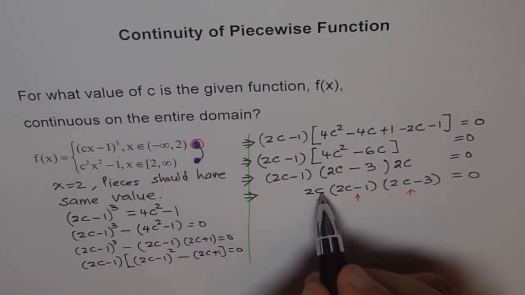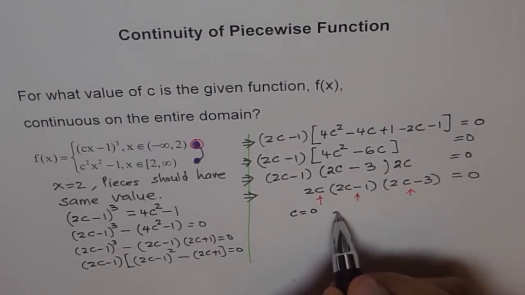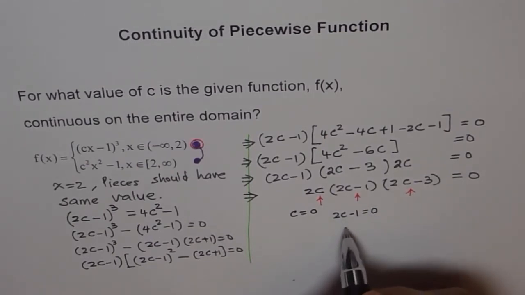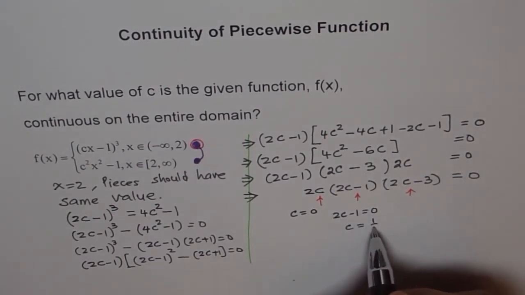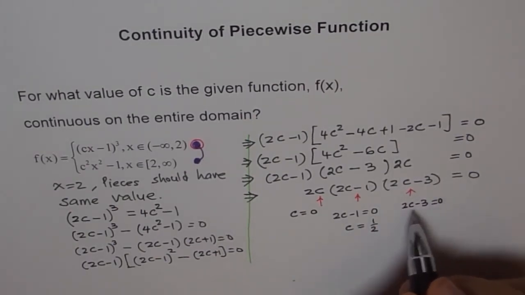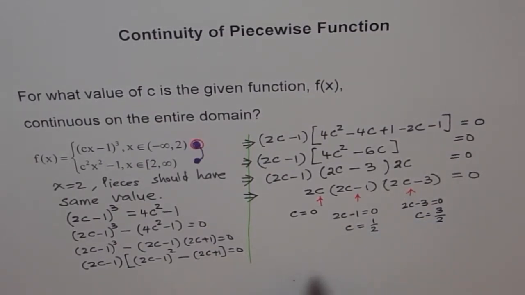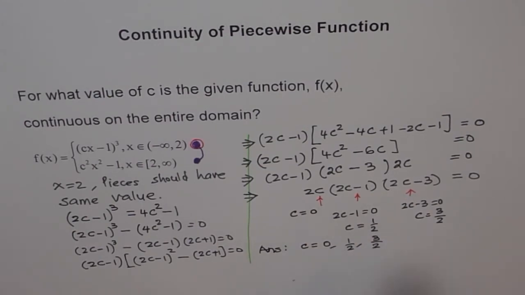So when we write 2c equals 0, we get c equals 0, right? But when we write this factor 2c − 1 equals 0, we get c equals half, correct? And when we write 2c − 3 equals 0, then 3 goes that side, then divide by 2, we get c equals 3/2. Is it okay? So these are three different values for which the function could be continuous, correct? And now we can write down our answer: c equals 0, or c equals half, or c equals 3/2 to make this function continuous, correct?